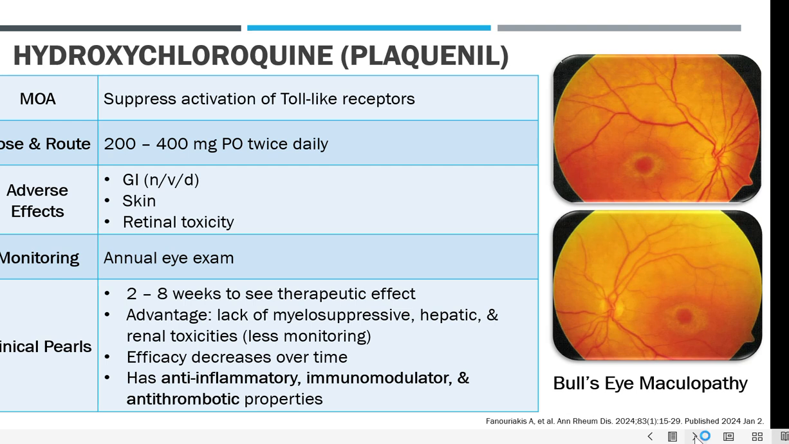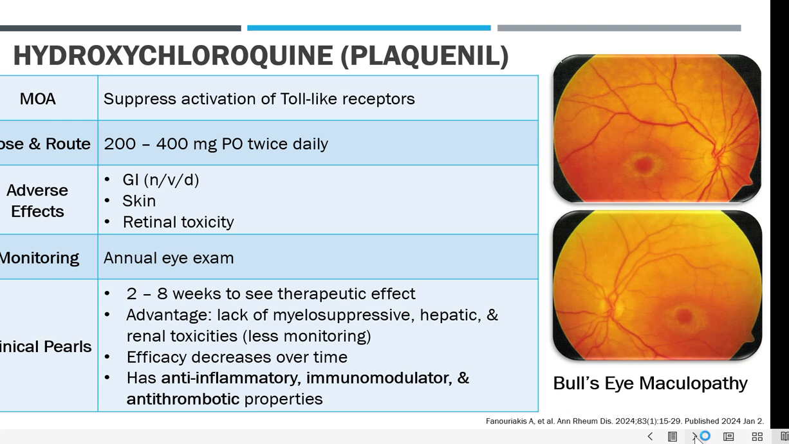So sometimes hydroxychloroquine can cause what's called bullseye maculopathy. I don't think I can get that line, but if you look all the way over there, there is a white ring around that dark circle looking like a bullseye. So that is our retinal toxicity. For monitoring, we want to monitor for side effects, especially encouraging our patients to get an annual eye exam.